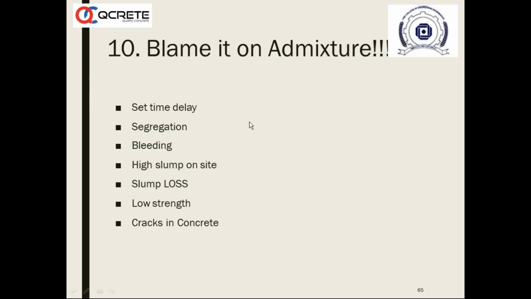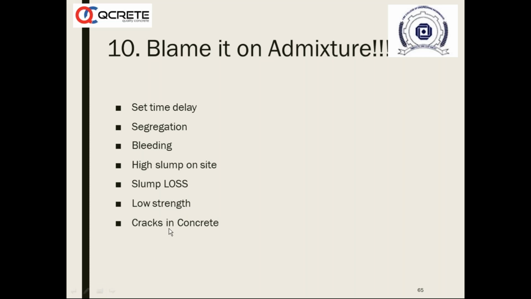We should not blame the admixture. There may be a setting time delay if the admixture dosage has gone more, and segregation can happen. Segregation can happen because of wrong coarse aggregates. Bleeding and high slump can happen because of more amount of water. Low strength can happen primarily because of a high water cement ratio.